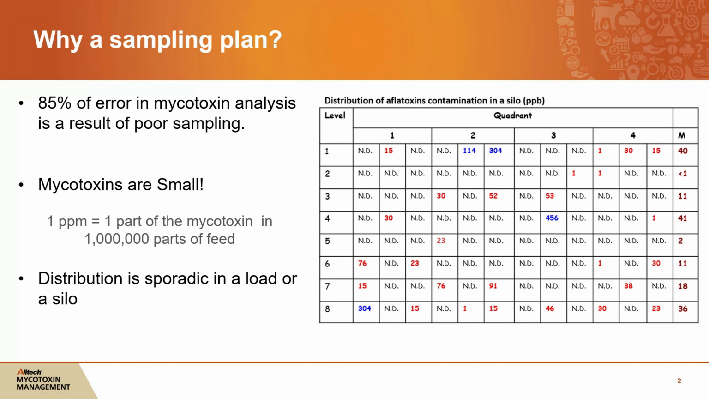And also distribution is sporadic in a load or a silo, as you can see there on the figure on the right. Generally speaking, there's no mycotoxins detected in that silo, but in the corner there in the bottom left, you can see a very high number, and there's also a very high number in the middle of this silo.